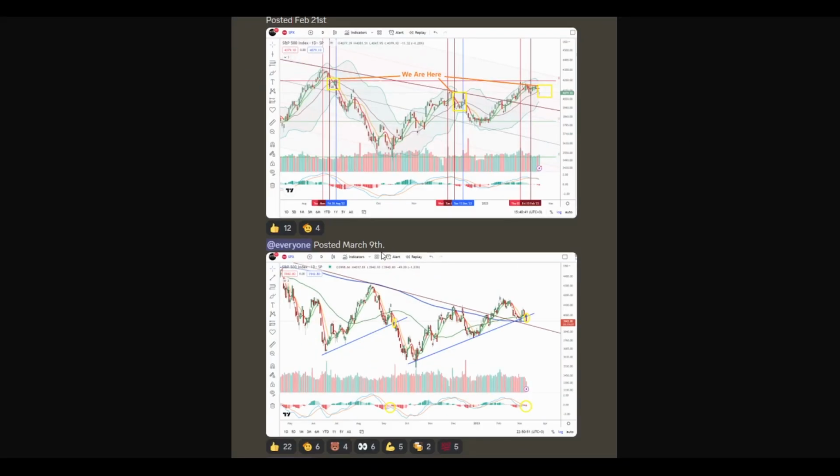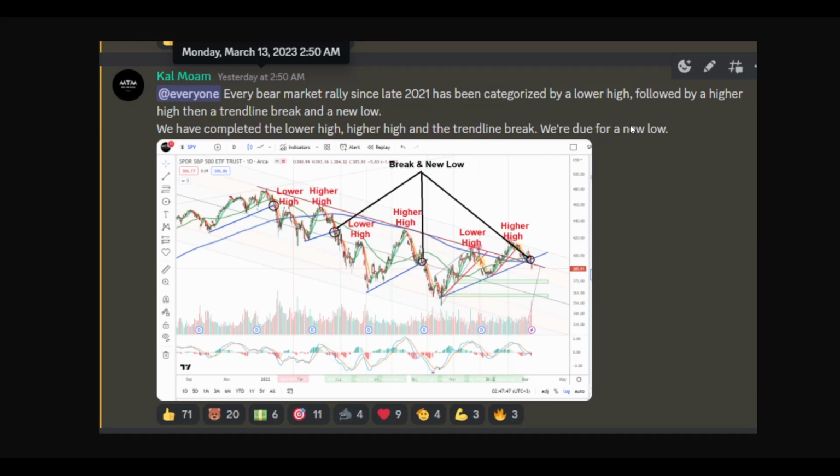On March 9th, I posted the second chart that's going to summarize all of this, and it highlights the exact day that these blue bullish trend lines broke to the downside. The third and most important chart is this. Every bear market rally since late 2021 has been categorized by a lower high followed by a higher high, then a trend line break and a new low. We have completed the lower high, the higher high, and the trend line break, and we're due for a new low. I published this on March 13th.